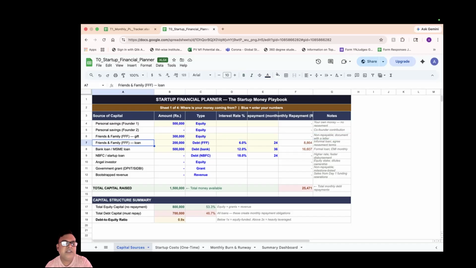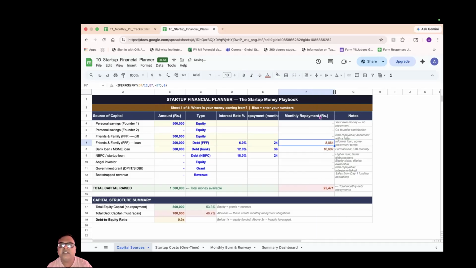Okay, friends and family, in form of loan. Of course, if it is loan, so this is a debt, and this is at 6% for 2 years, 24 months. And this is where you calculate the monthly repayment. So this section, what you see, let me just expand it, is the monthly repayment. Okay, how do you calculate it? It's very simple. You know the formula, but there's a standard function in Excel which you can use called the payment, PMT. And what it does is it takes the 3 inputs, very simple.